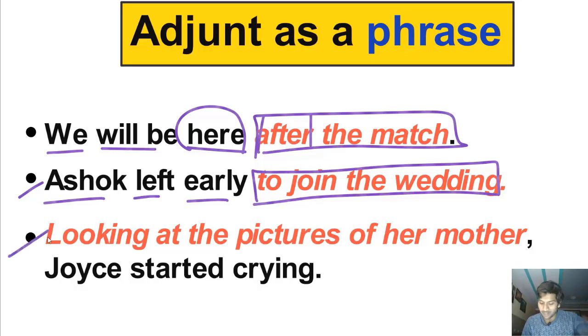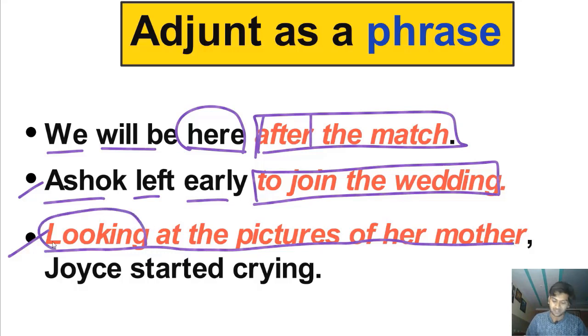Example number 3. Looking at the pictures of her mother, Joyce started crying. So looking at the pictures of her mother, this is a present participle phrase starting with the present participle looking. Looking at the pictures of her mother, who was doing that? It was Joyce. So it's identifying the noun Joyce. So it's working as an adjective, right? It's looking. Who was looking? Joyce. So it has its subject, which is Joyce.